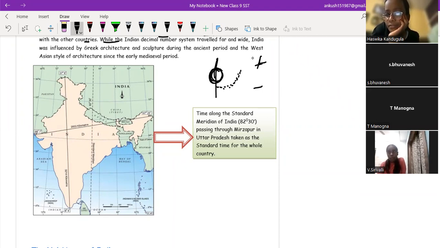Is it correct? Yes. Means, sir, from Greenwich we are ahead by 5 hours 30 minutes. We are ahead from Greenwich. Are you getting? Yes, sir, I'm getting.